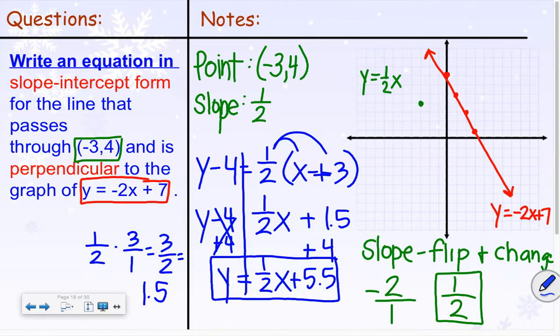So 5.5, let's graph that and see what happens. So since it's 5.5, I'm going to go in between here. And I have to rise 1, run 2, and if I go backwards, yes, my line goes through my dot at -3. And then once again, when you're all done, double check and make sure, are my slopes flipped and changed? -2 and 1/2, yes, these lines have to be perpendicular.